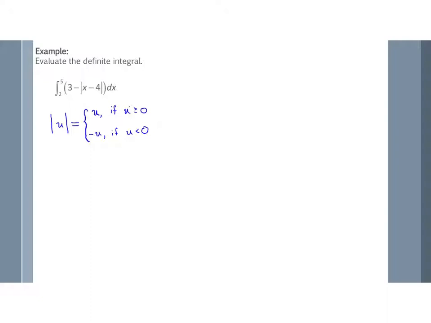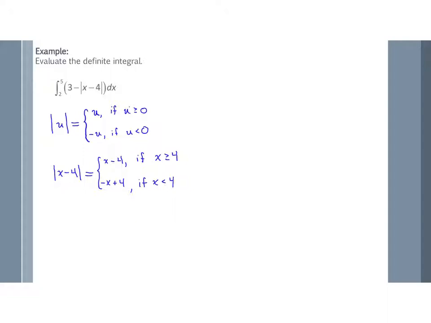So if we look at the absolute value of x minus 4, this is going to equal one of two things. It will be x minus 4 if x minus 4 isn't negative. Well, x minus 4 isn't negative as long as x is bigger than or equal to 4. Alternatively, if x minus 4 is negative, then we have to change the signs. So x minus 4 is negative if x is less than 4.